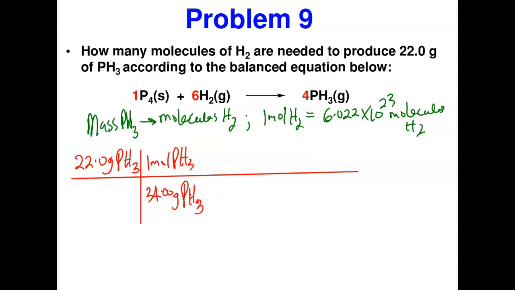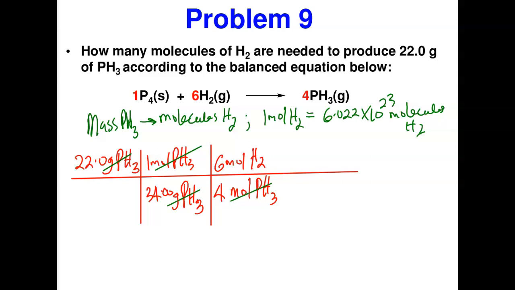Again, I convert this to what? Now, you can easily start striking out stuff. It doesn't matter. So I'm going to strike out this and strike out this. Now, what's the mole ratio between hydrogen and phosphorus trihydride? It is 6 moles to 4 moles. So that's the next thing we do. It's going to be 6 moles of hydrogen will give me 4 moles of PH3. Again, I want to cancel. If you cancel out this, we go with this.